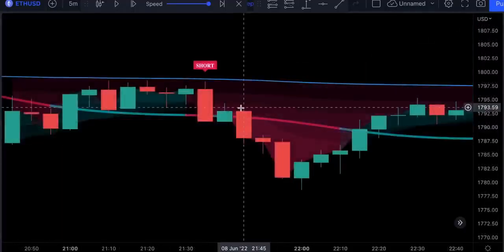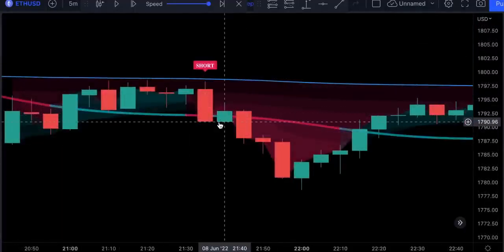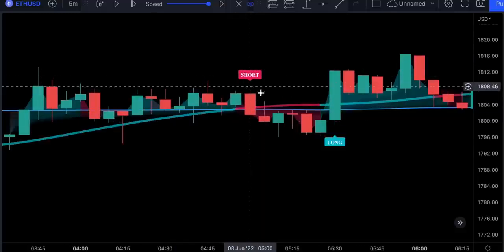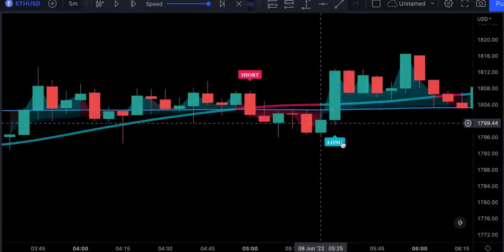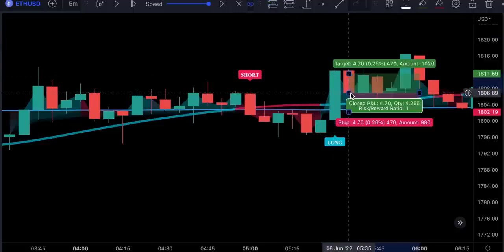This short signal was also not confirmed because this is our trigger candlestick and the price actually closed above the faster length moving average. This short signal was also not confirmed because the faster length moving average was above the slower length moving average. The next long entry was definitely confirmed, and this was actually a really good trade.